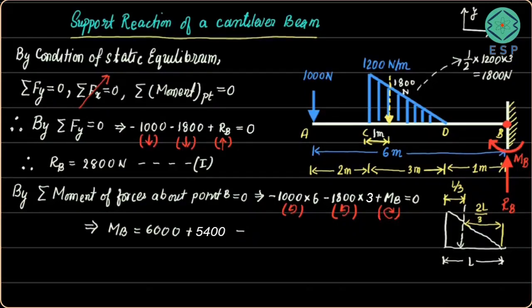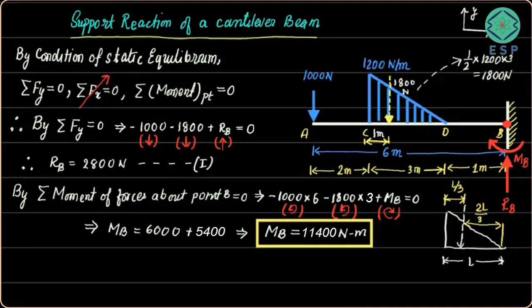So this will be simplified as MB, that is the moment support reaction at point B, is going to be newton meters. Okay, so very simple and straightforward. So this kind of procedure can be followed to find the moment support reaction and force support reaction for a cantilever beam. Hopefully the procedure is clearly understood.